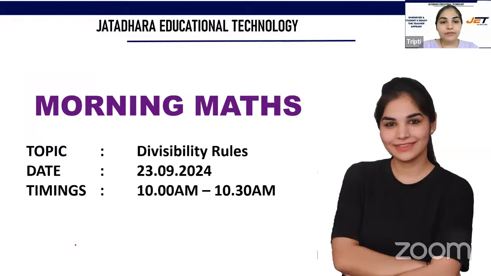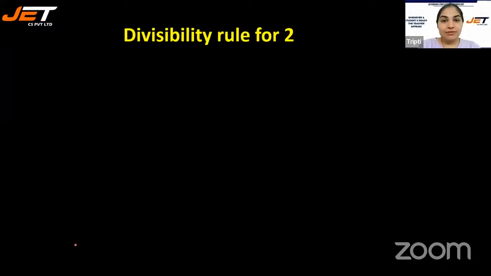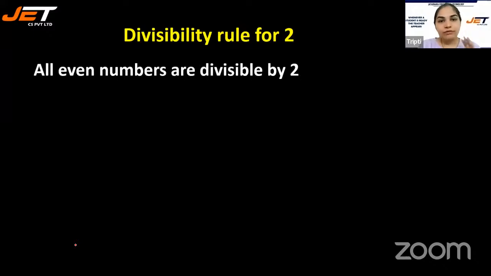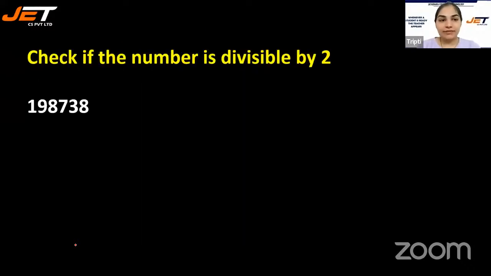So today we are going to do divisibility rules. Let's see what divisibility rules are. Divisibility rule of 2 says all even numbers are divisible by 2. All the even numbers. If you remember, in the last class and before that we did even numbers and odd numbers. So even numbers are the numbers which end with 2, 4, 6, 8, 0. You can make a pair of 2. So all the even numbers are divisible by 2. Numbers that end with 0, 2, 4, 6, 8 are divisible by 2.